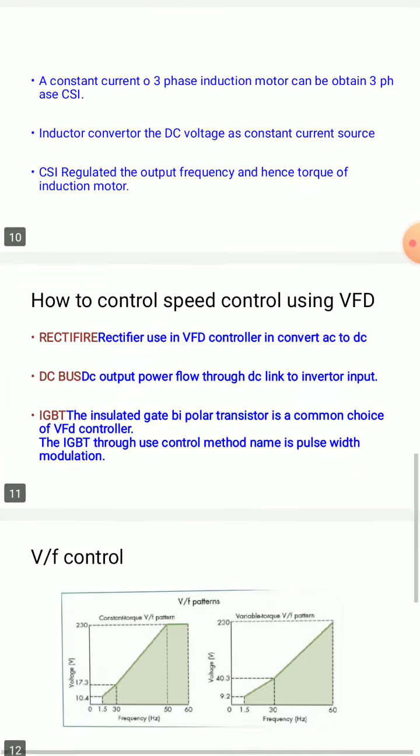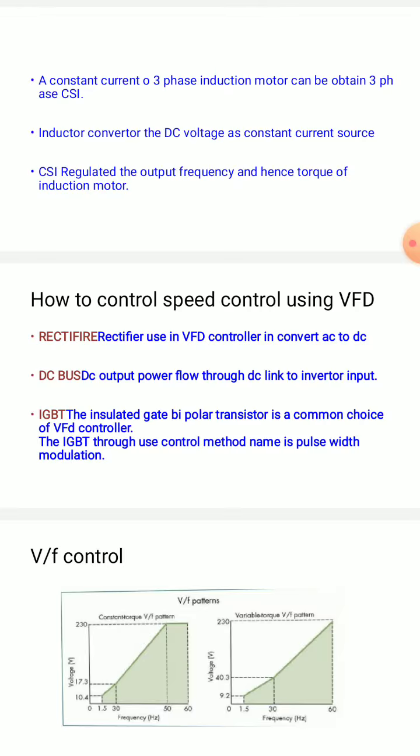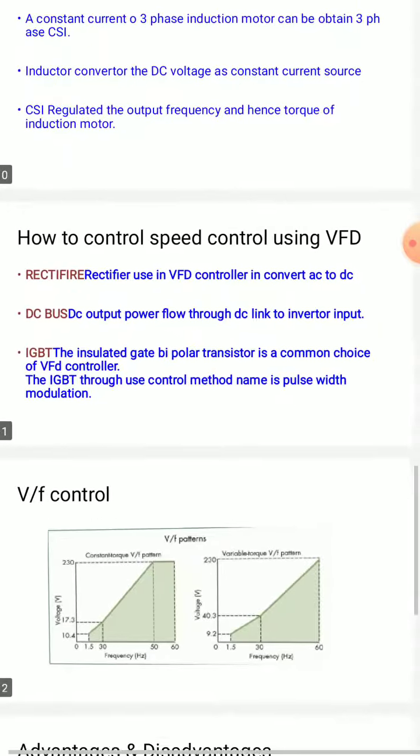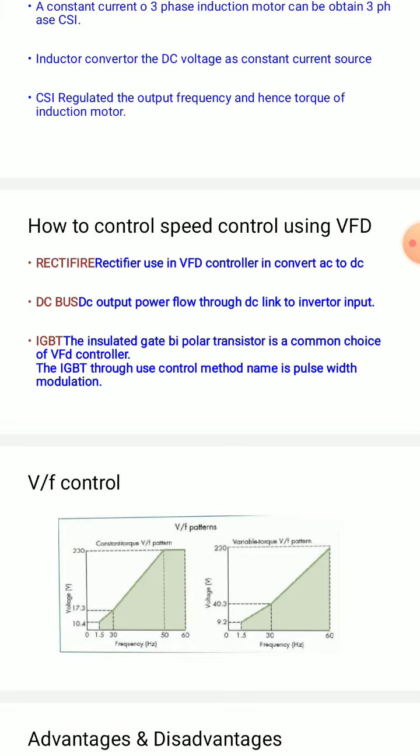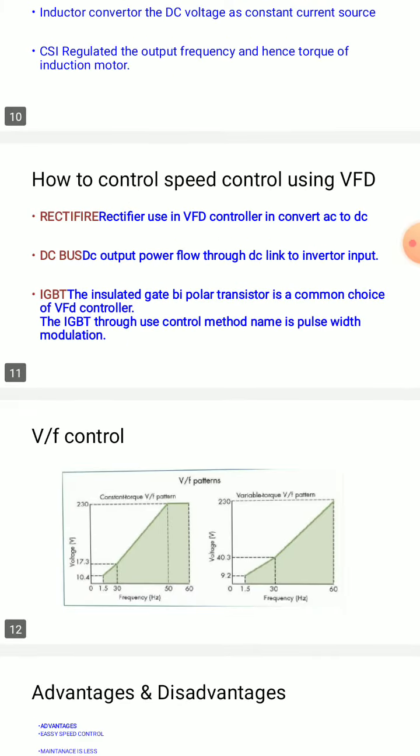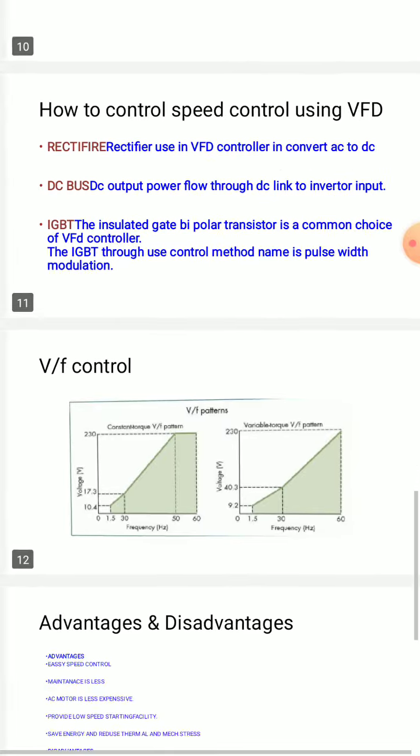How to control speed using VFD? The rectifier used in the VFD controller is used to convert AC to DC. DC bus: DC output power flows through the DC link to the inverter input. IGBT. The insulated gate bipolar transistor is a common choice of VFD controller. The control method used with the IGBT is pulse width modulation.